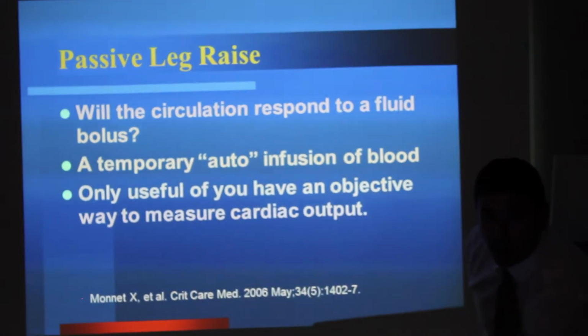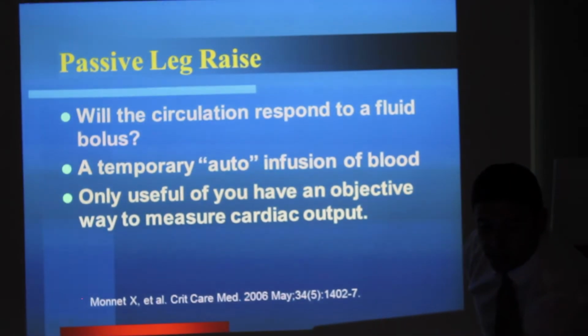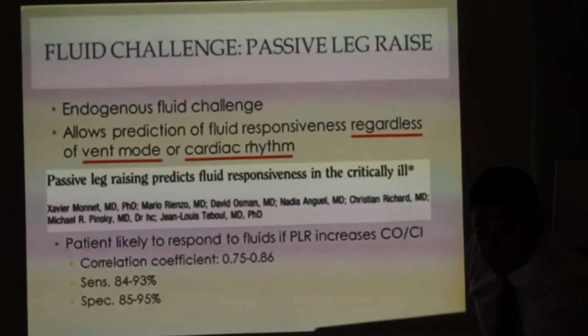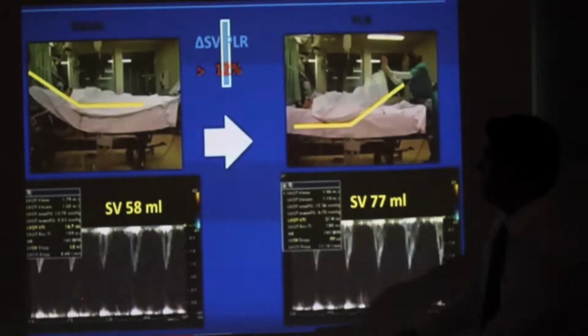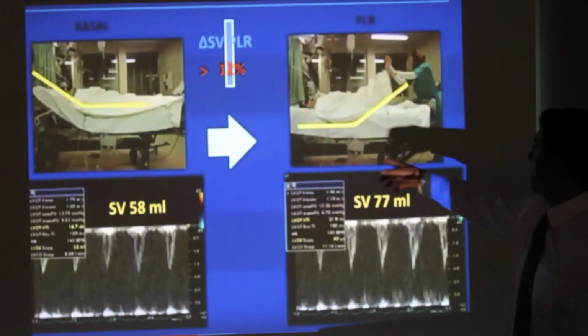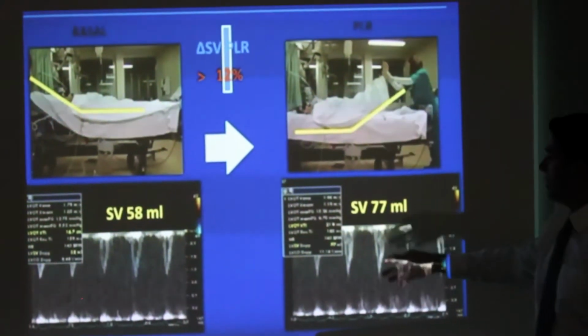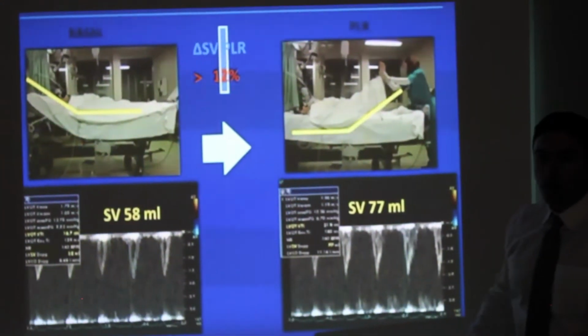PLR, how many of you are familiar with PLR, passive leg raise? It's like an auto bolus, okay? And the way we do it is pretty much this one picture here: patient in the bed, we raise the legs and flatten the head of the bed, like a Trendelenburg, and you should have a 12% or more increase.